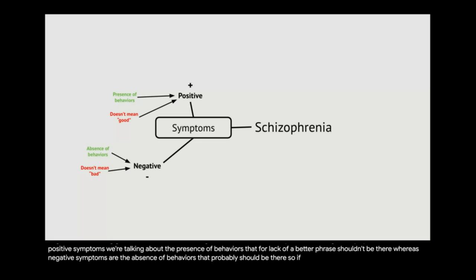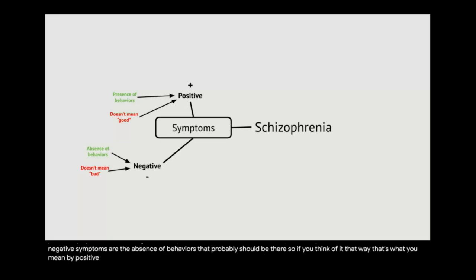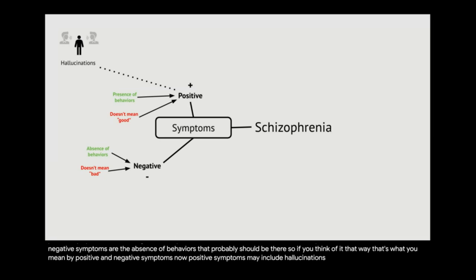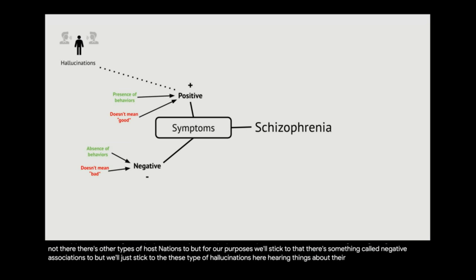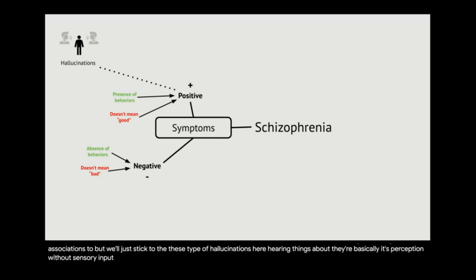So if you think of it that way, that's what we mean by positive and negative symptoms. Now, positive symptoms might include hallucinations, hearing, seeing things that are not there. There's other types of hallucinations too, but for our purposes, we'll stick to that. There's something called negative hallucinations too, but we'll just stick to these type of hallucinations here. Hearing things not there, basically it's perception without sensory input. It would be the type of the hallucination here.